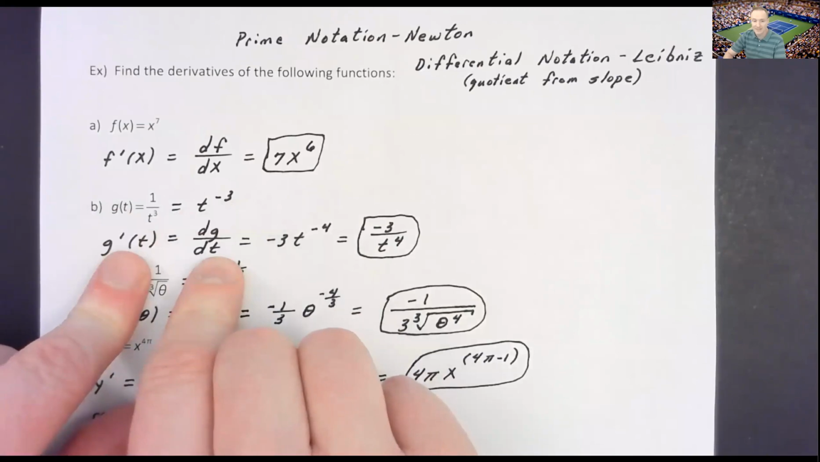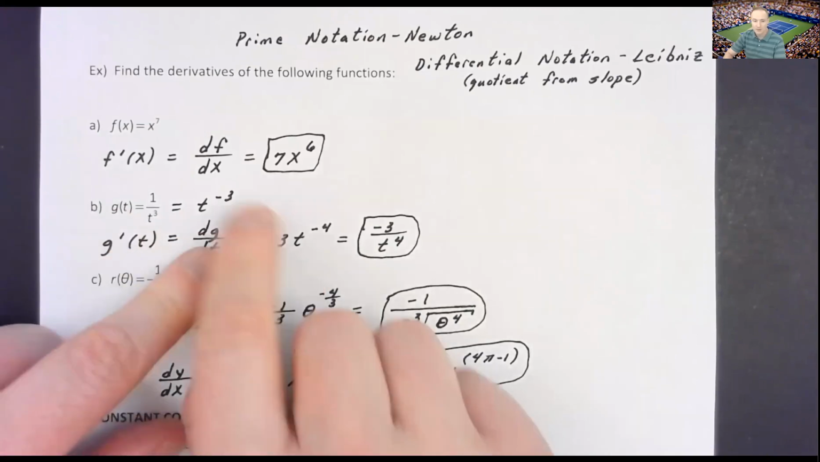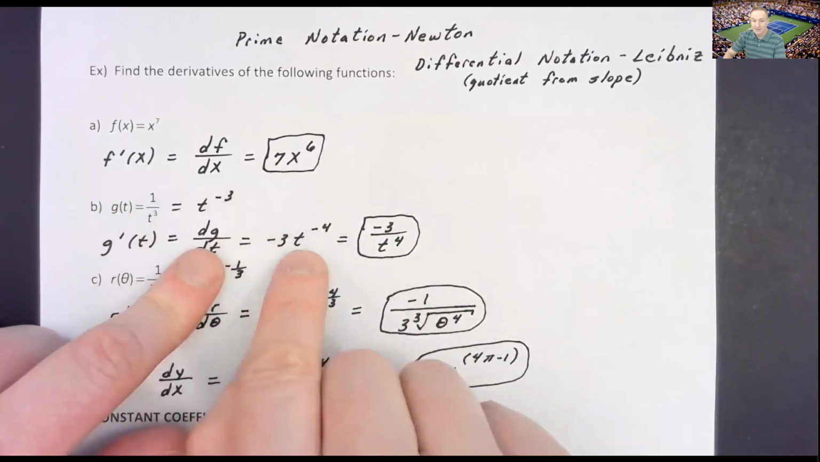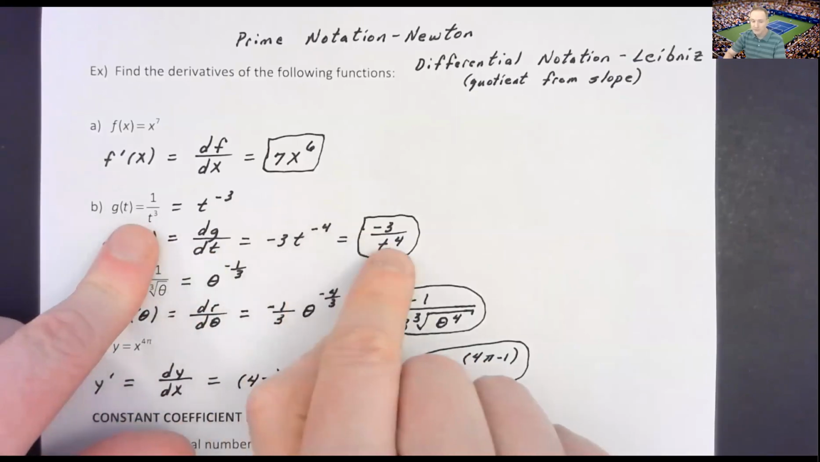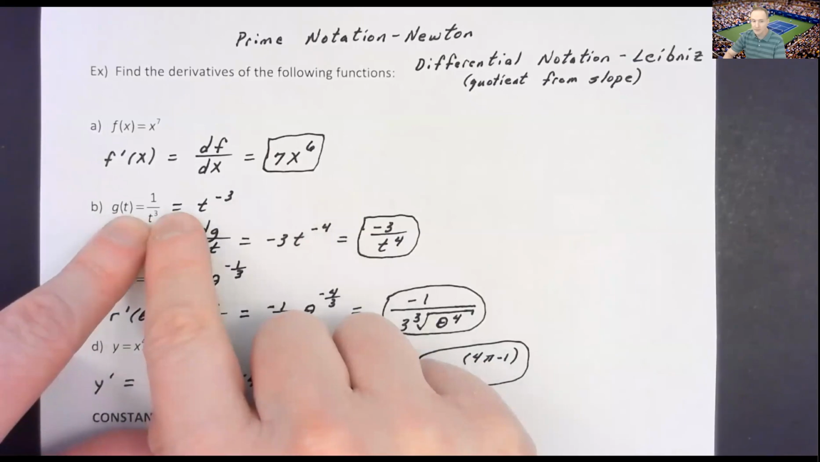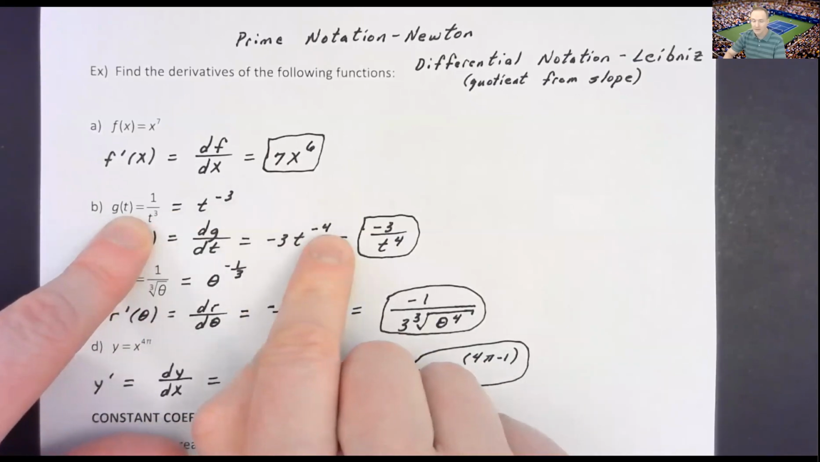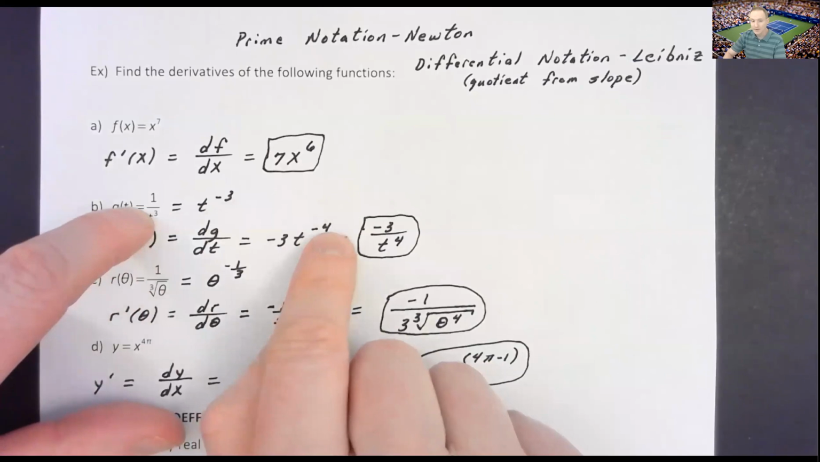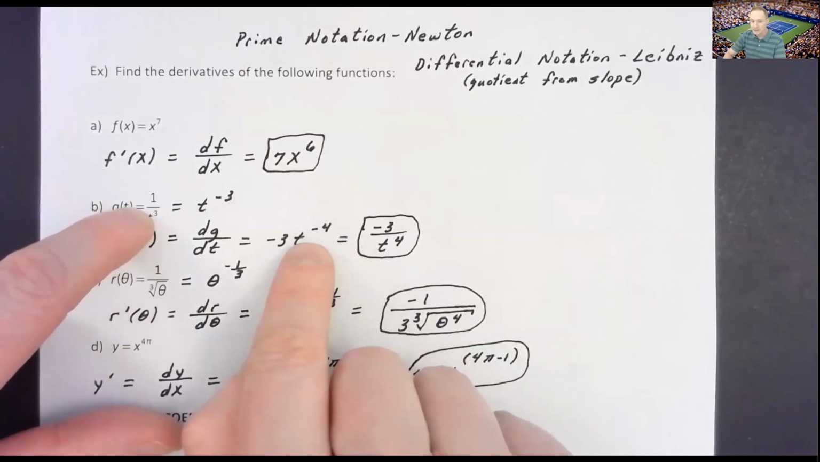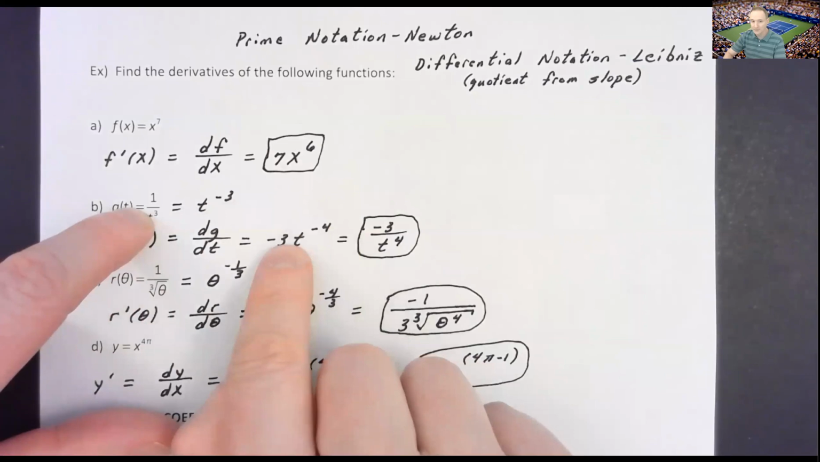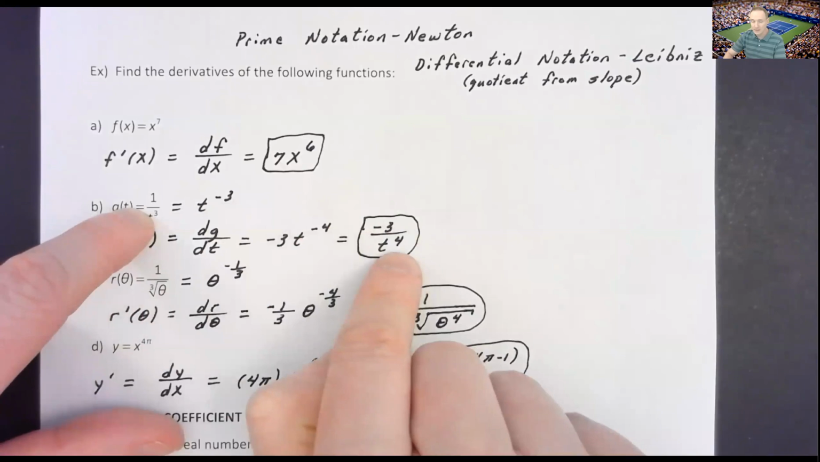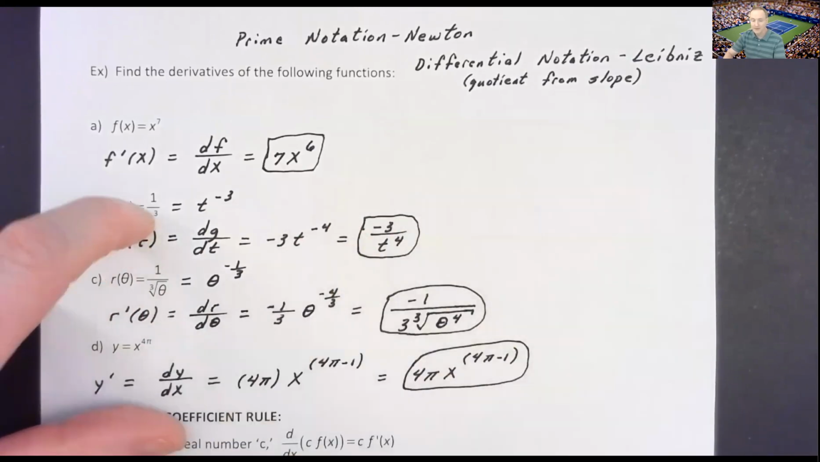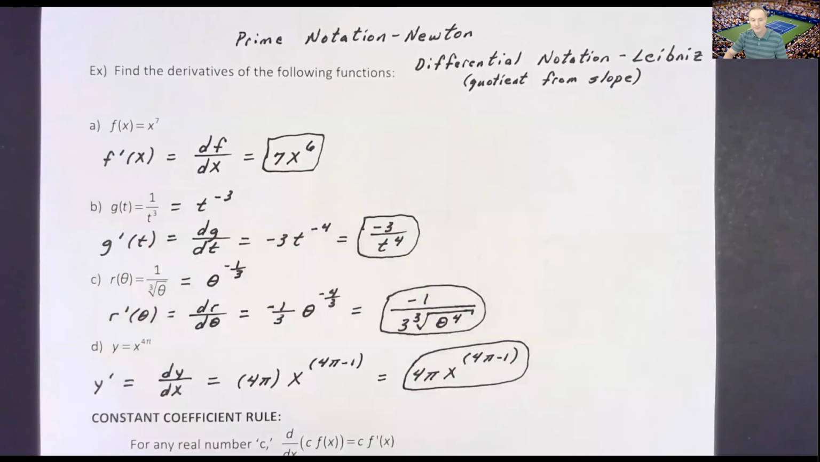G prime of t, or dg dt, is equal to, I'd bring the negative 3 down in front, decrease the power by 1. It's going to become negative 3t to the negative 4th. Now, I would always want you to put the final answer back in terms of the original expression. In other words, I don't want that negative exponent. Please also remember that negative exponent is only on the t. That 3 is not raised to a negative exponent. The negative 3 stays in the numerator. The t moves down to the denominator as a t to the 4th. I get my final answer, negative 3 over t to the 4th.